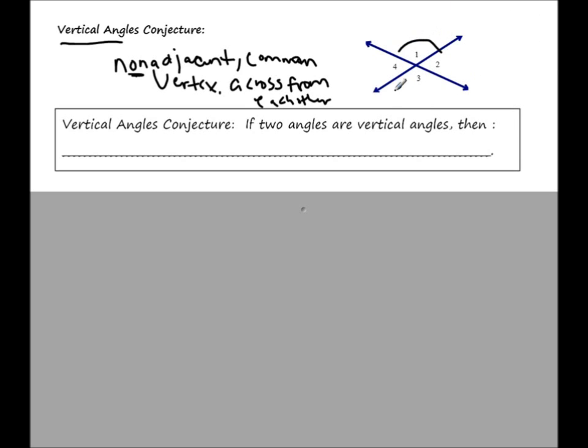So angle 1 is congruent to angle 3, and angle 2 is congruent to angle 4. And I just go up an arc every time that I am identifying angles as congruent. So I already used one arc to identify 1 and 3 are congruent. Now I have to use 2 arcs to identify 2 and 4 are congruent. Okay, so if two angles are vertical angles, then they are congruent.